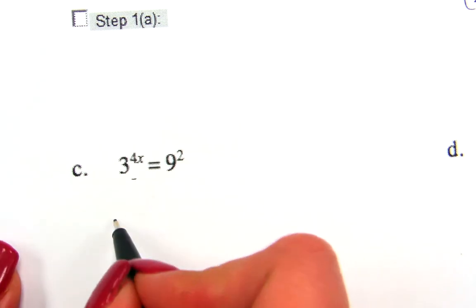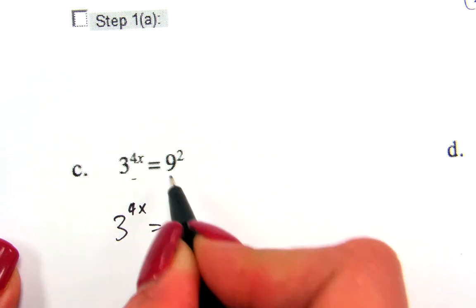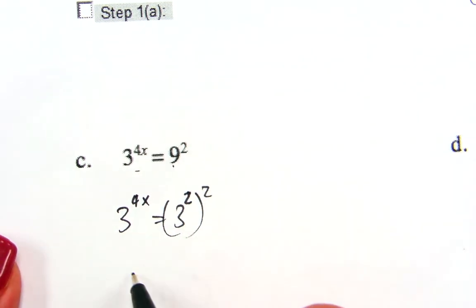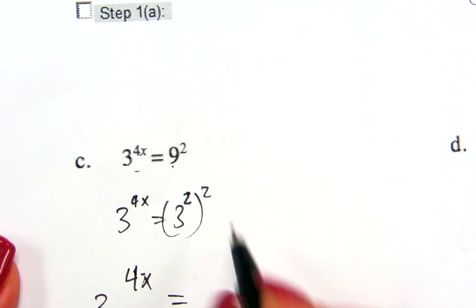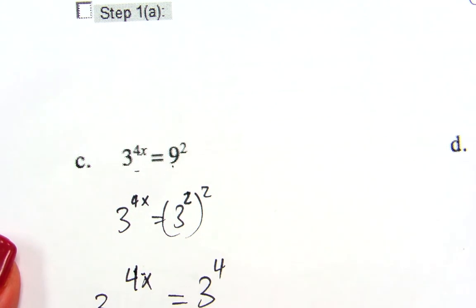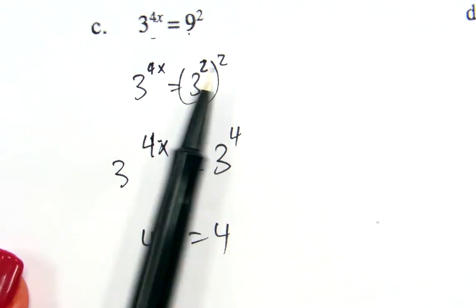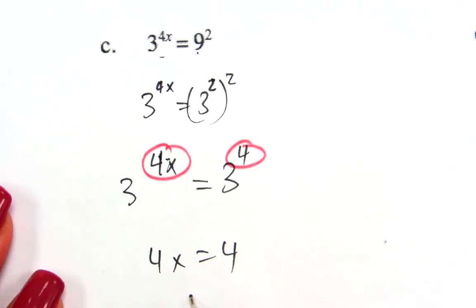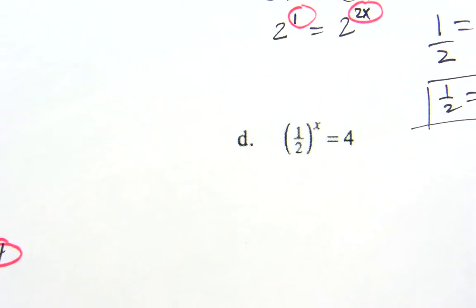Okay, part C goes pretty much in the same order. 3 and 9. 3 is probably going to be a good base to use. 9 is 3 squared, to the second power, and then you have 3 to the 4th. So 3 to the 4x equals 3 to the 4th, so 4x is equal to 4. These two parts are the same, since your base is the same. So x is going to be 1. Okay, I'm done with that.